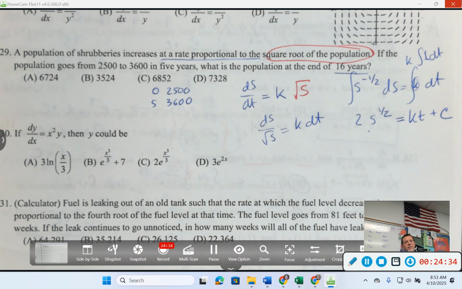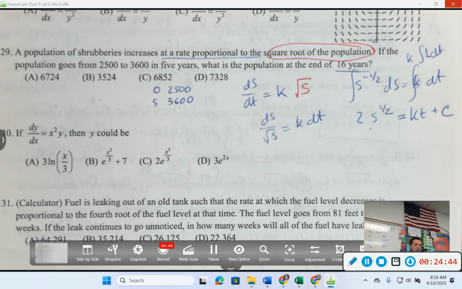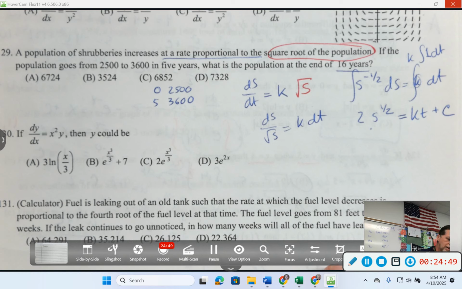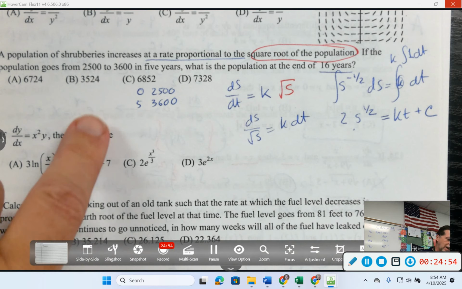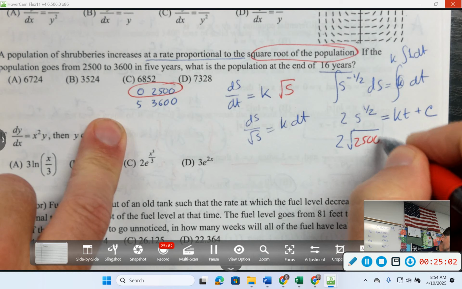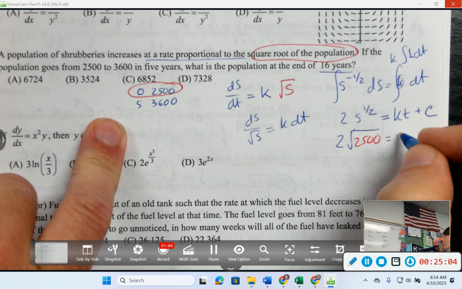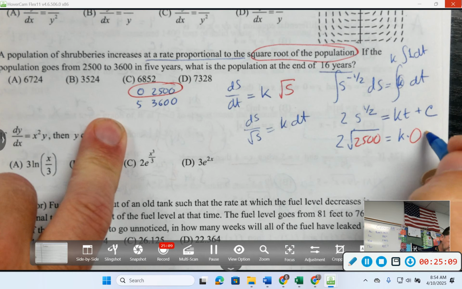There's my 2 points. Although they worded that weird. Goes from 2,500 to 3,600 in 5 years. So at time 0 we were at 2,500. At time 5 we're at 3,600. I'm thinking I don't want to solve for S. I think I just want to plug things in and see what I get. 2 square root of 2500 equals k times 0 plus c.